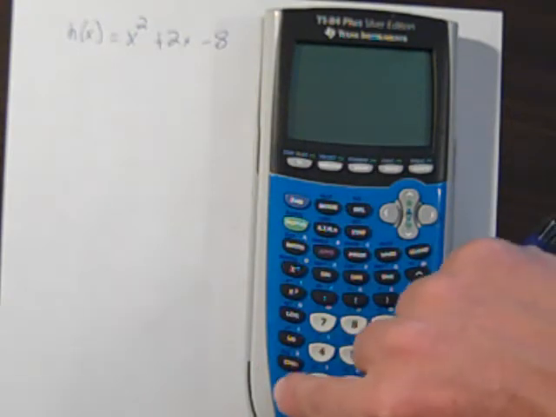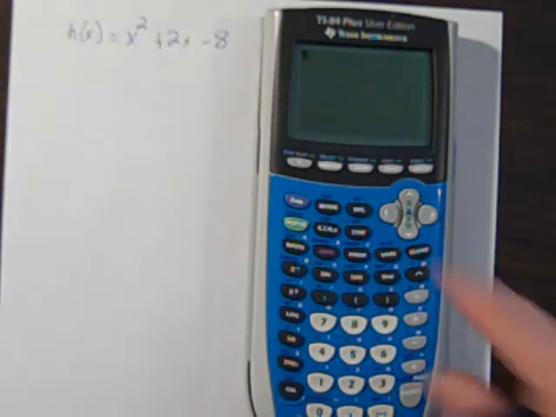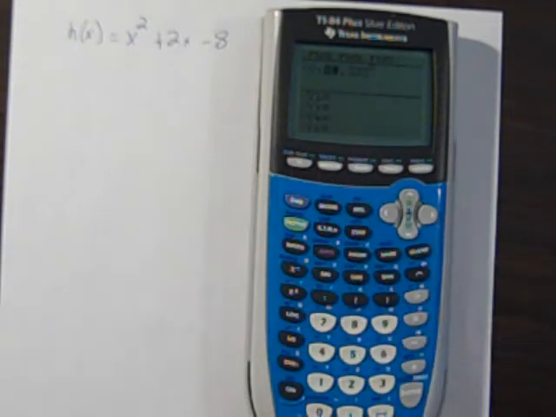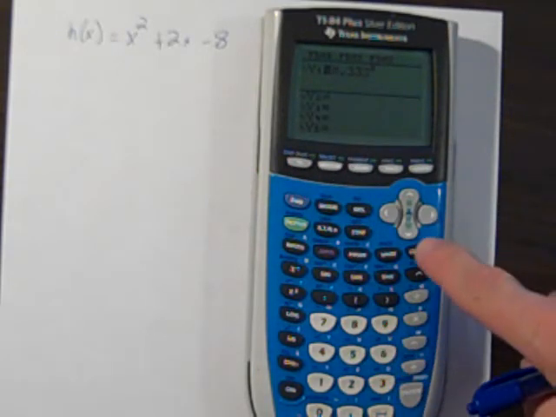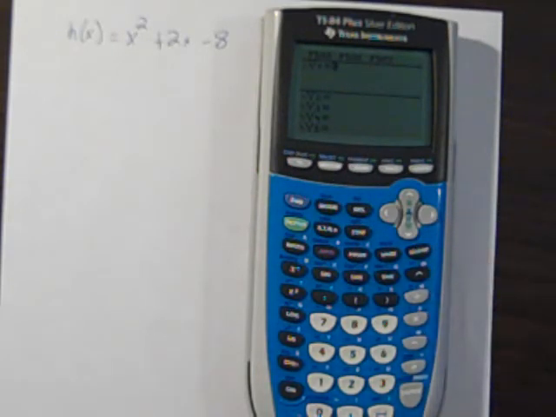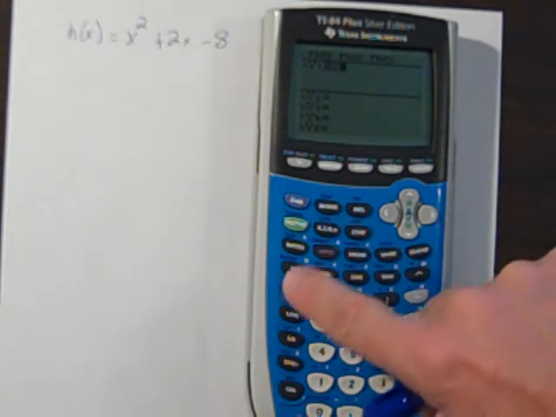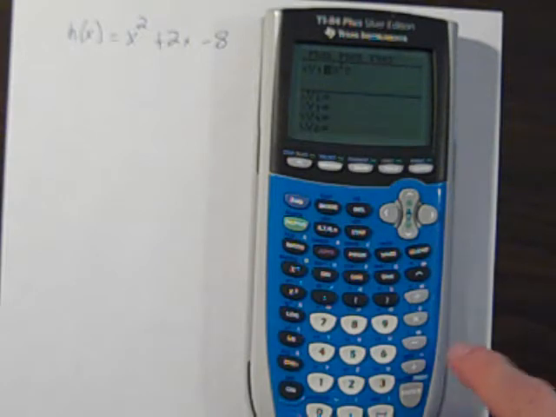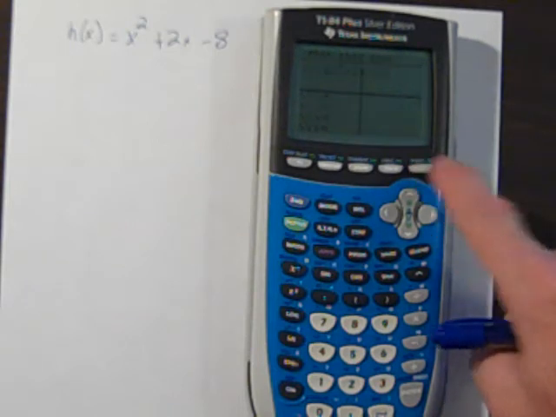Okay, so I'm going to turn on my calculator and I'm going to go right to the y equals screen right here. So it should look like that. I have a formula already in there, so I'm going to clear that one out. I don't need that one. Now I'm going to type in that formula, so I'm going to go x squared plus 2x minus 8. I've got that one in there. I'm going to hit graph and we'll see what the graph looks like.